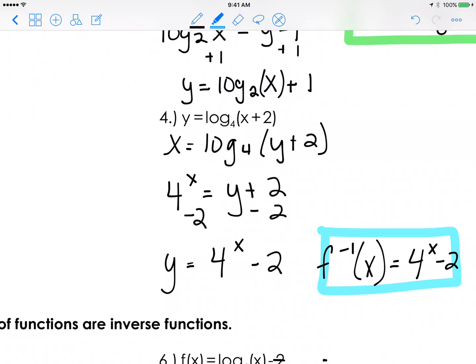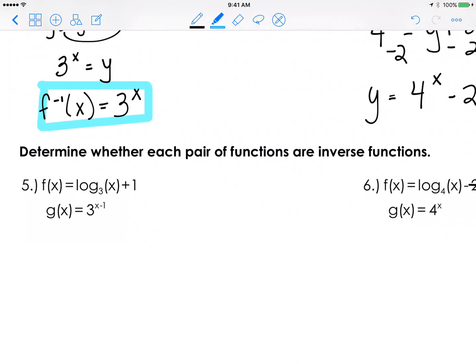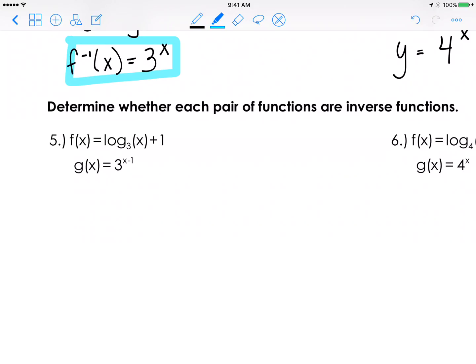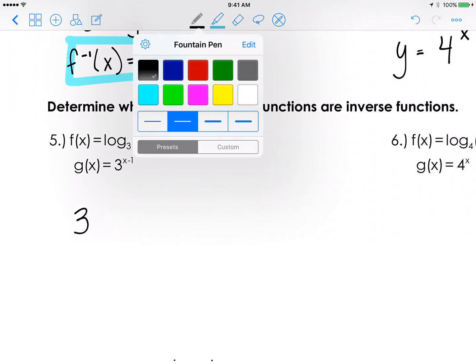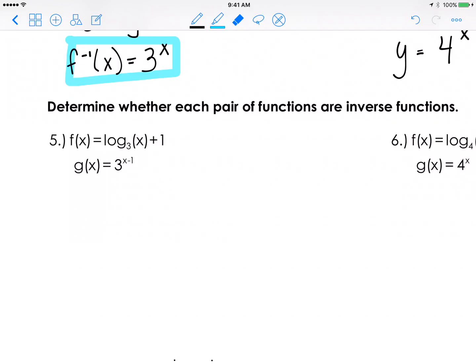And we're done. So we're going to do the same thing over here, and we can do either one, whichever one you want to change. You can either change the g of x and write it in log form, or you can change your f of x and write it in exponential form. I'm going to do on this first one, I'm going to change this f of x to exponential. So we got to rewrite it where we switch our x's and y's.